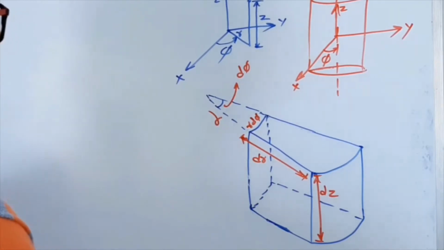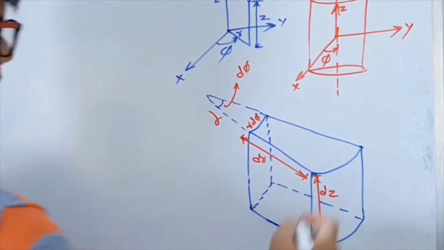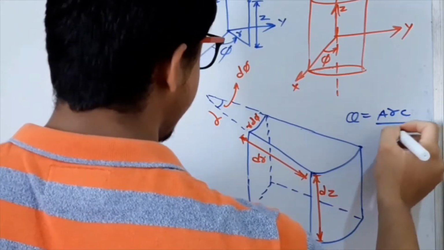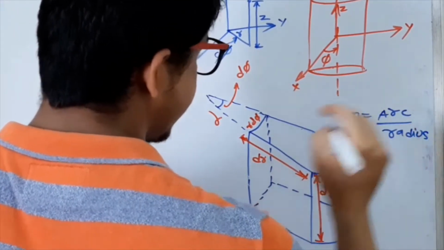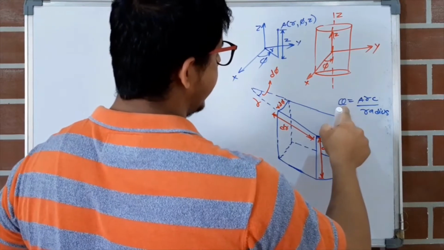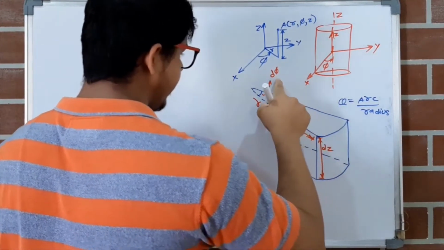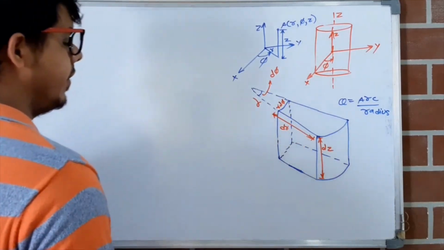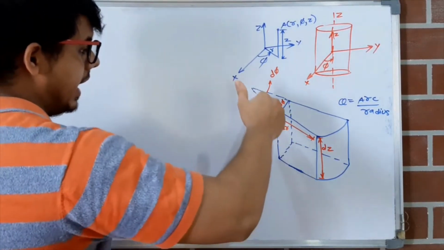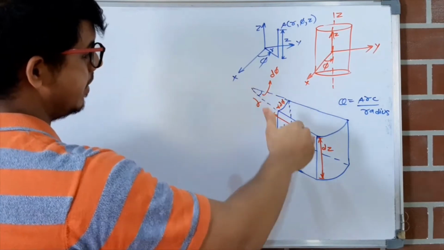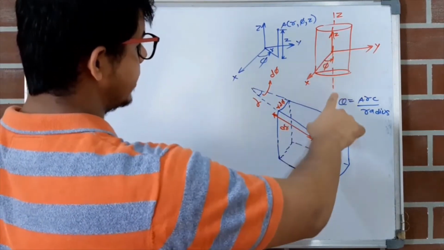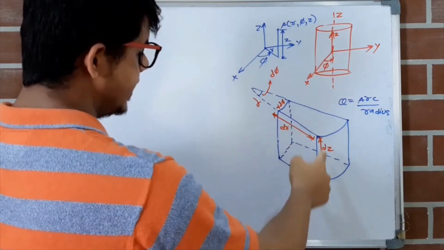Arc length will be theta into radius, because we know that theta equals arc length divided by radius. So from this equation, our arc length will be theta into radius. Here theta is d phi, so d phi into r. So this length is r into d phi. Now the length along the radial direction of this element is dr. The length along the axial direction, this is the axis of this rod, is dz.